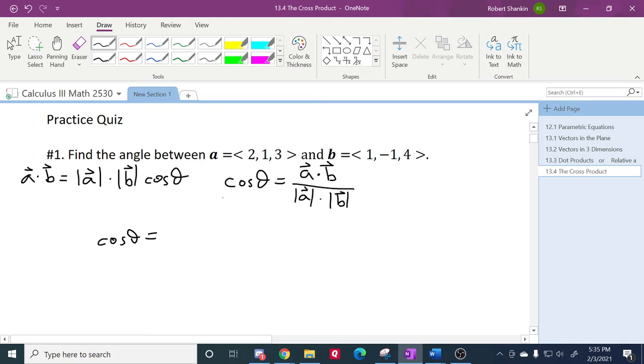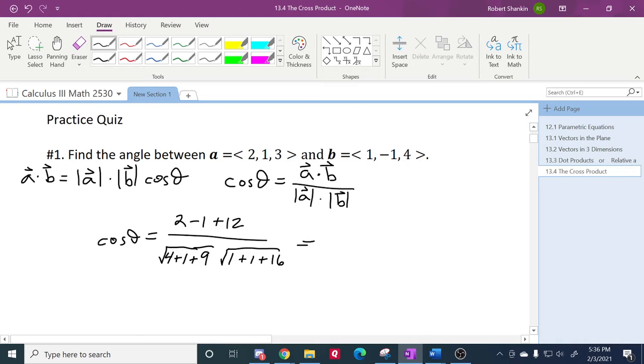is A dot B, which is positive 2 minus 1 plus 12. And the magnitude of A is the square root of the sum of the squares: 4 plus 1 plus 9. And the other one is the square root of the sum of their squares: 1 plus 1 plus 16.